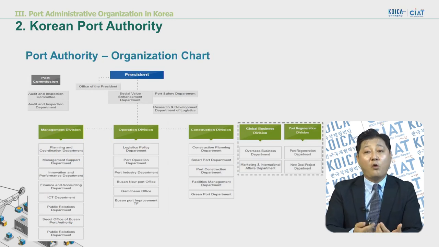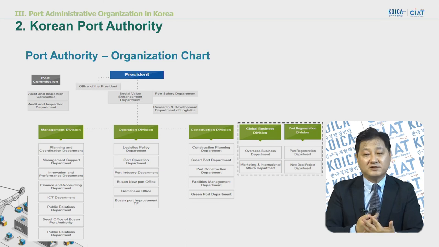This diagram shows the organizational structure of the Busan Port Authority. The president is the head of the organization, which has five main divisions. The operations division oversees the port operation. The management division carries out administrative functions. The construction division carries out construction and maintenance activities. The Global Business Division oversees marketing and business development. And the Port Regeneration Division oversees port development projects.